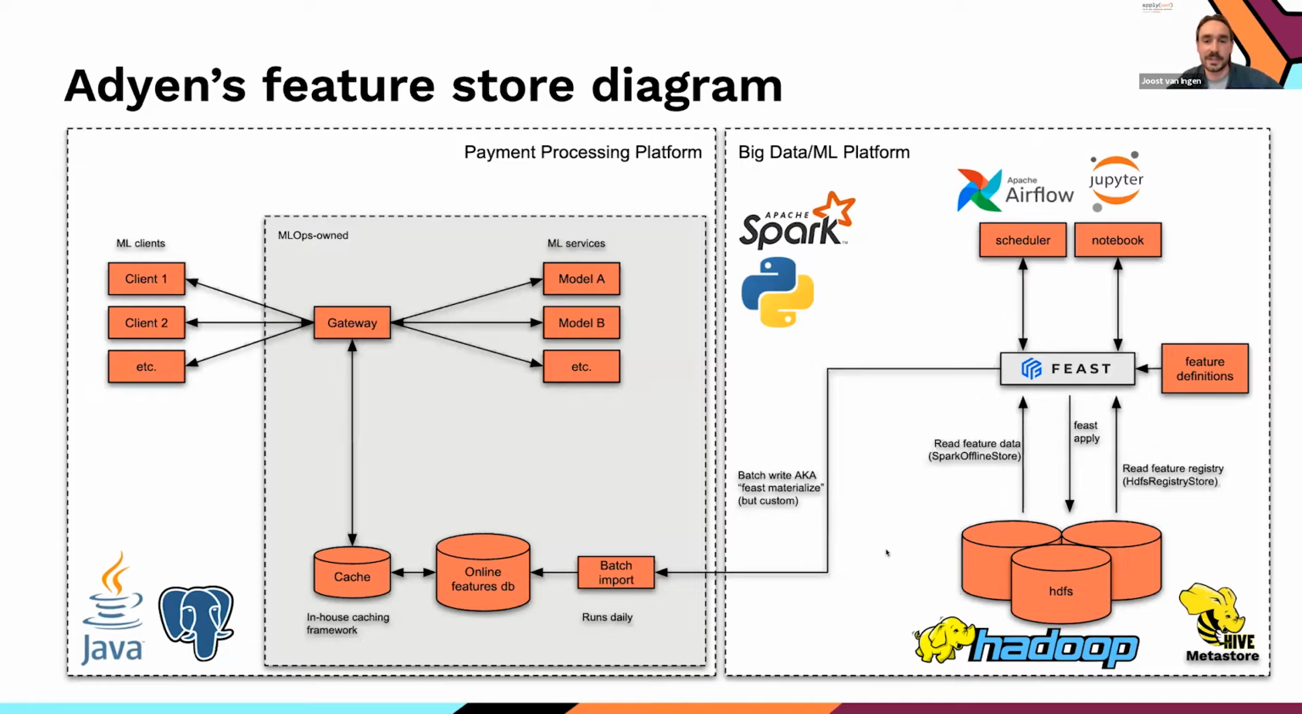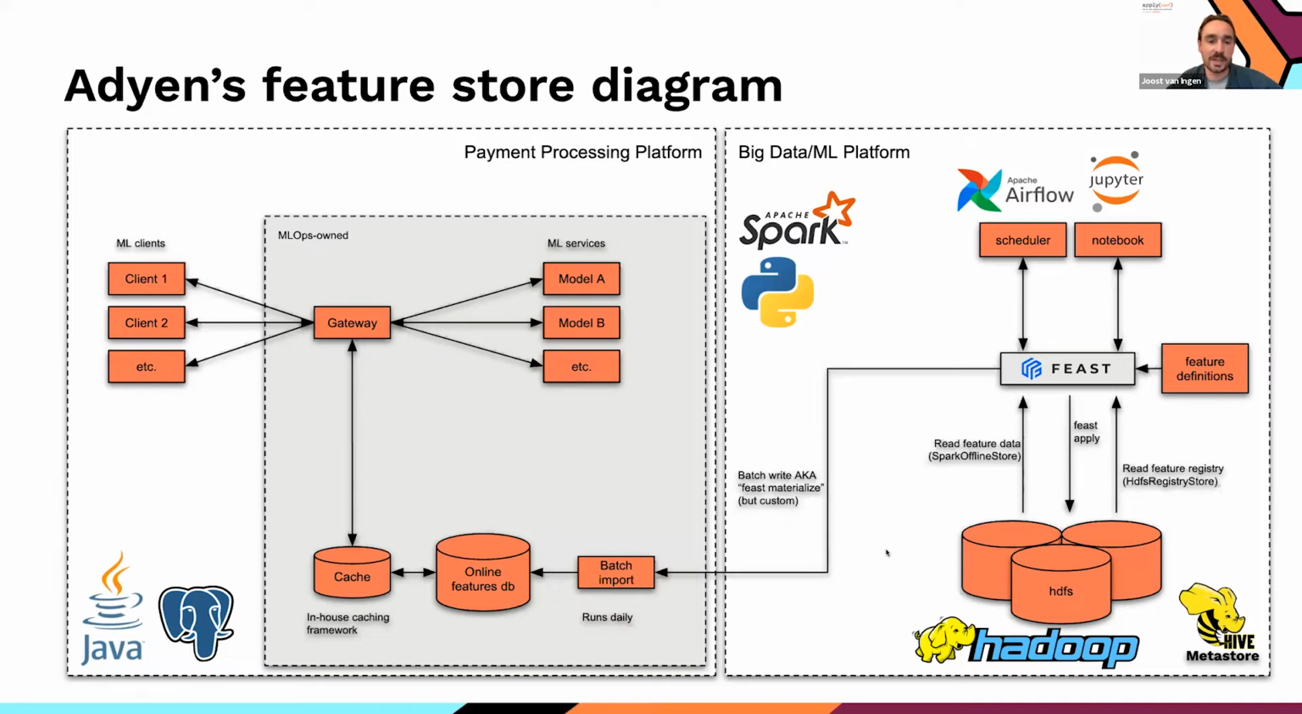Basically on the right side, you see the part where Feast is really living at the end in our big data / machine learning platform. It's a Hadoop platform. I'm not an infrastructure engineer, so I'm probably forgetting a bunch of important technologies. We use HDFS for storage and Python and Spark for processing. And we use Feast basically only here.